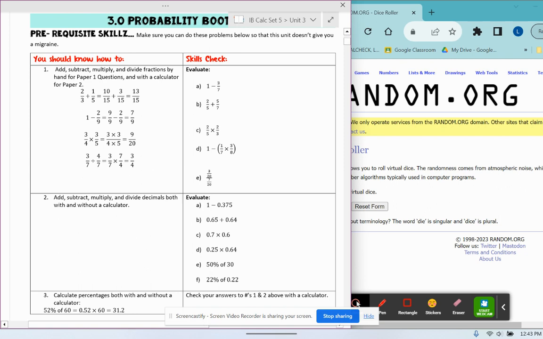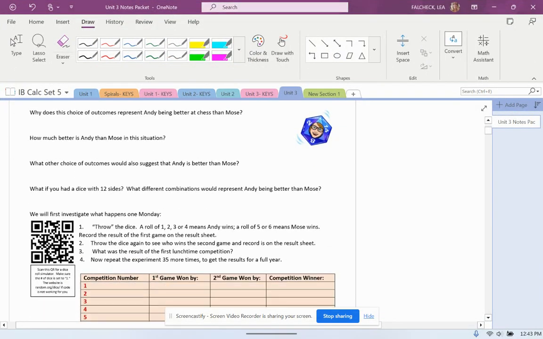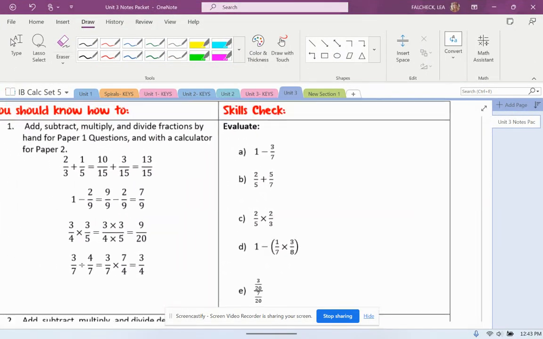I just want to make sure that you remember how to add and subtract fractions. When you're adding and subtracting fractions, you need to make sure that you get a common denominator. When you're multiplying and dividing fractions, you do not need a common denominator. Sorry. Okay.